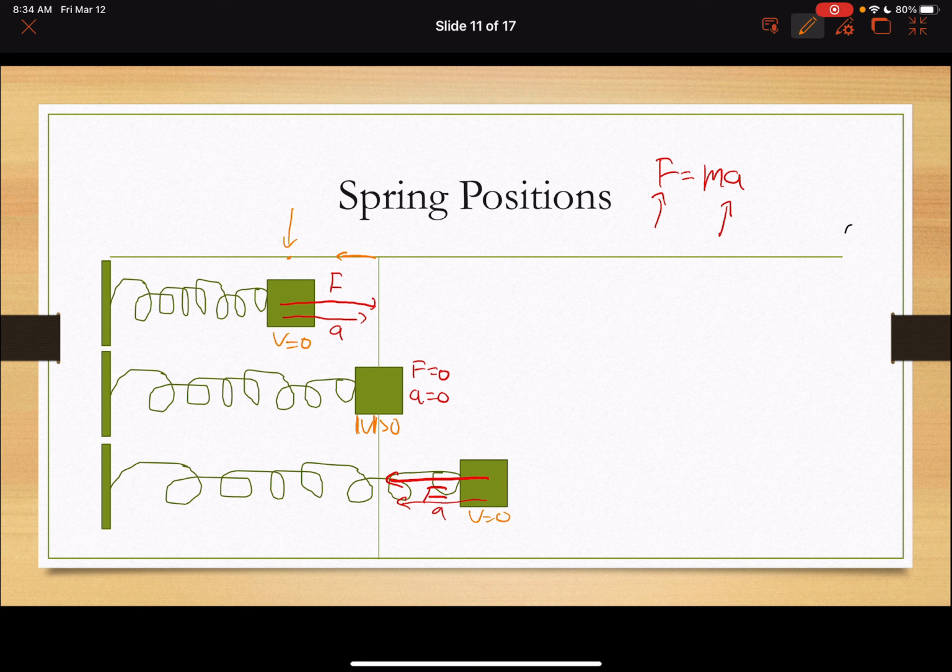Okay? And of course, position. This is a position that's greater than 0. This is a position that's less than 0 because it's to the left, and this position is equal to 0. Okay? And so we have all these properties here. You need to make sure that you know the force and acceleration are directly related, and they're both in the opposite direction of the displacement. And then at the max displacement, v equals 0, and at the middle, you have the v is the maximum.